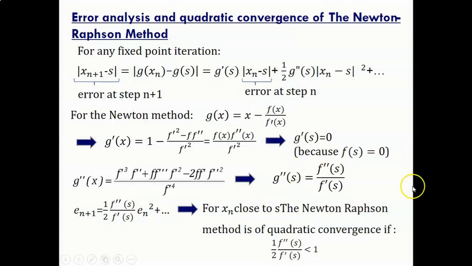So the Newton method around the solution S converges very fast if we have quadratic convergence, that is, if 1/2 f secant of s over f prime of s is inferior to 1. So if we have this property, then we say that the Newton is of quadratic convergence.